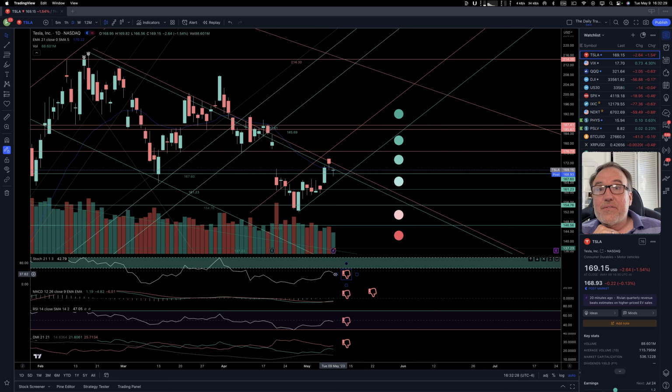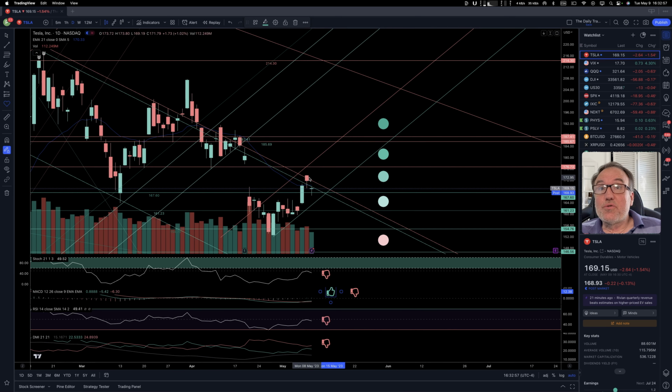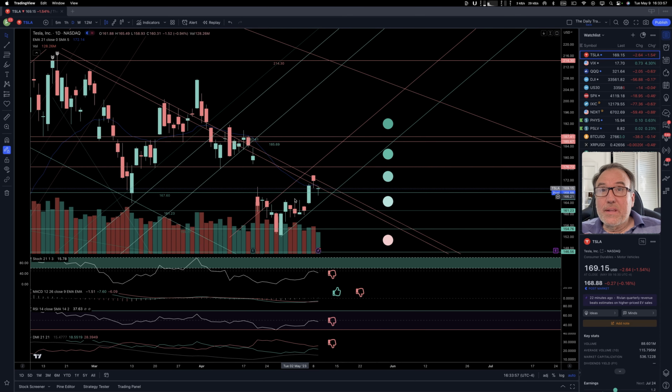So stochastic has caved in a little bit at 42. MACD is still crossed over, so I should have put a green thumb up right here. RSI has not crossed 50 and the MI is still bearish. We don't need to know why this happens, but it's just a fact. Things have squished down a little bit. So we'll have to wait a little bit longer to see if we really do cross this downward resistance right here.